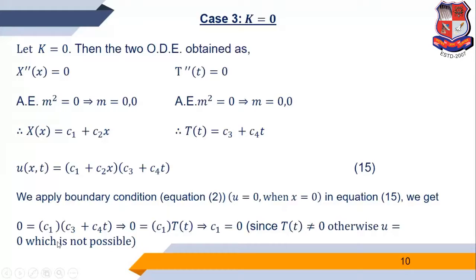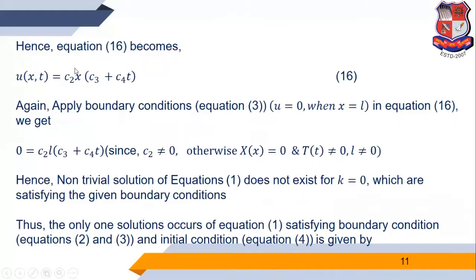then we get C1 is equal to 0. So therefore C1 is equal to 0, we put in equation 15, we get 16: C2 x into (C3 plus C4 t). Again we apply the boundary condition, equation 3. Then we get 0 is equal to C2 L into (C3 plus C4 t), where C2 is not equal to 0, L is not equal to 0, and this form is nothing but T of t, and T of t obviously is not equal to 0.